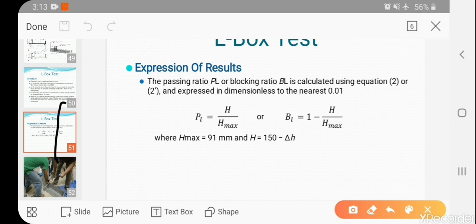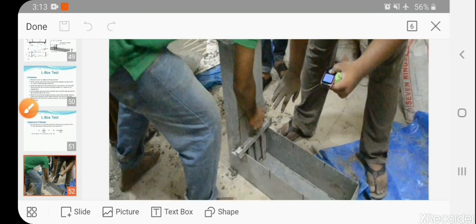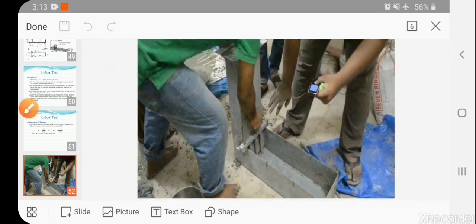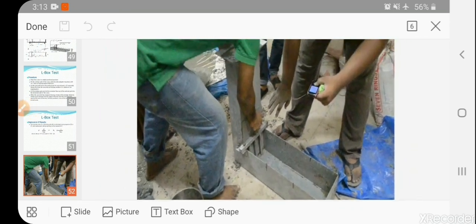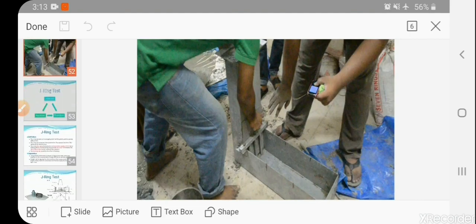So here I have shown one real picture. You can see it in our laboratory also. After this I will share the demo.